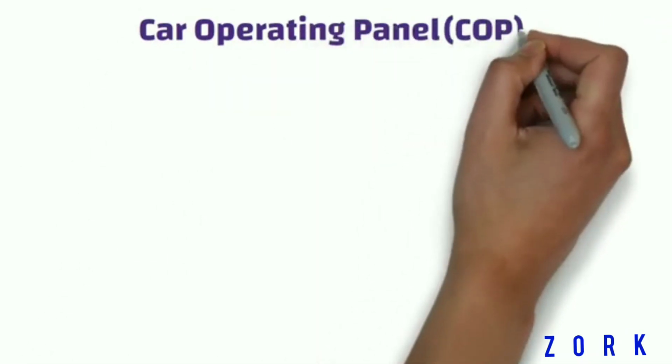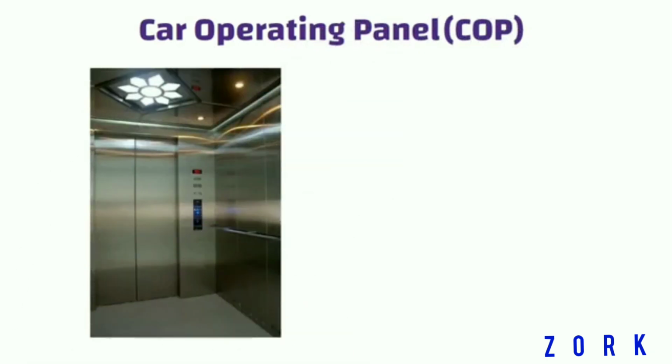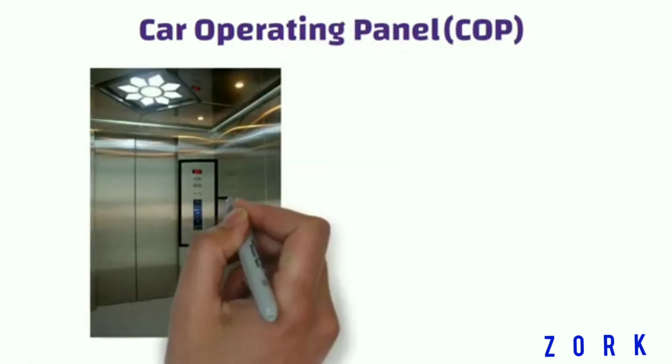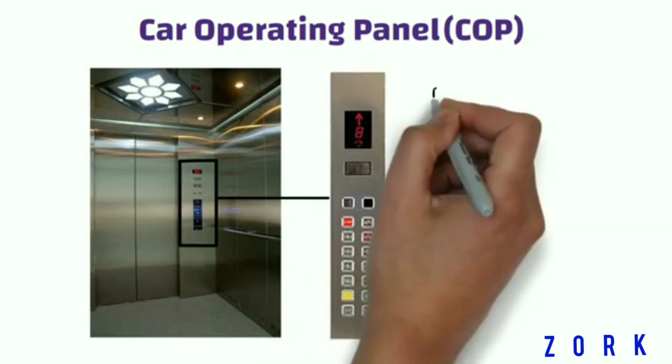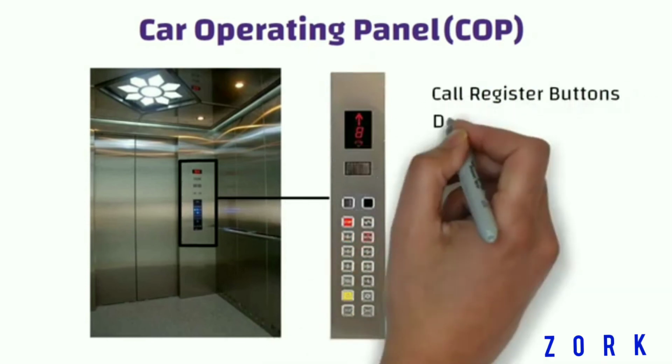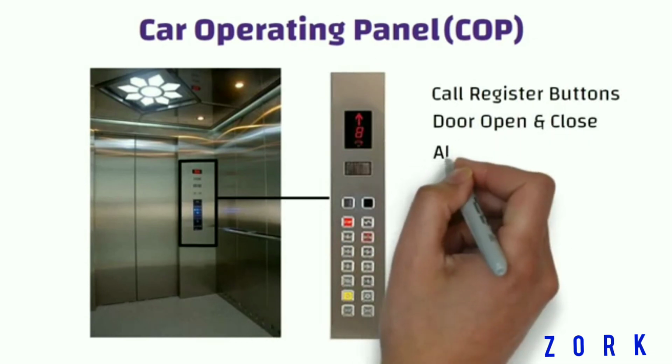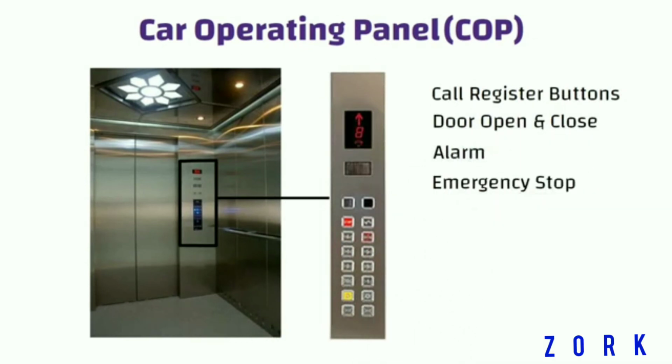Car operating panel, which is also known as COP. Car operating panel is a panel mounted in the car containing the car operating controls such as call register buttons, door open and close, alarm, emergency stop, and whatever other buttons or key switches are required for operation.